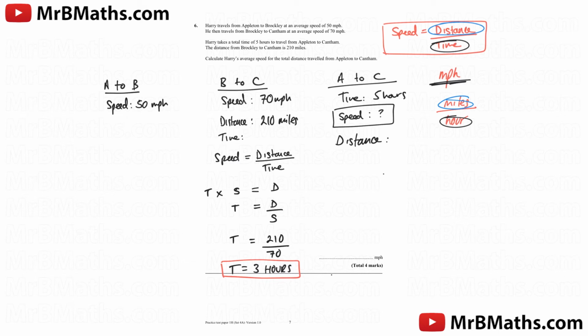Now in the question it said A to C takes a total of 5 hours. And if B to C takes 3 hours, well, that must mean A to B took 2 hours. So we can now fill in the time here as 2 hours. So I've got speed and time. Now I need to find distance for A to B.